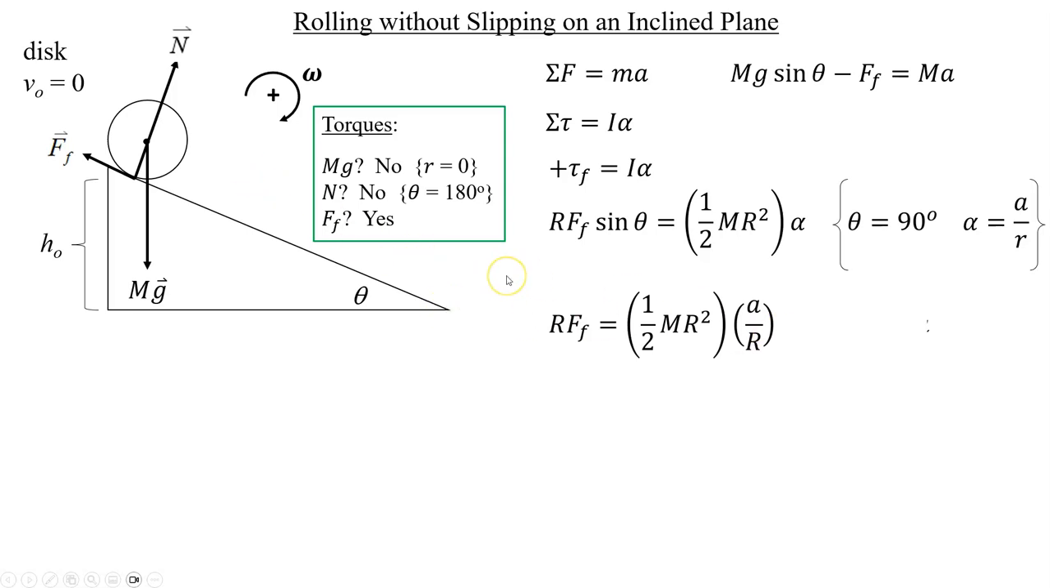What's going to happen here algebraically? All those R's go away. One factor of R cancels here, one factor of R cancels one factor of R on the other side. All the R's go away. And we're left with the force of friction in magnitude is equal to 1/2 ma. What could we do with this? We can substitute this right back into our sigma F equals ma statement.